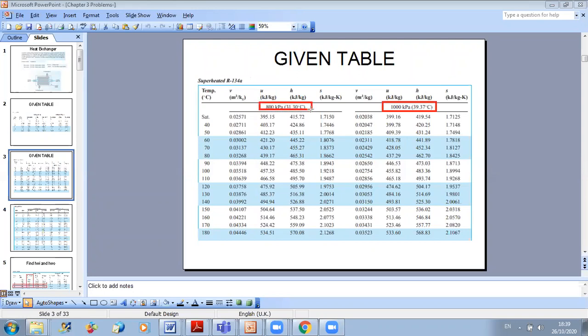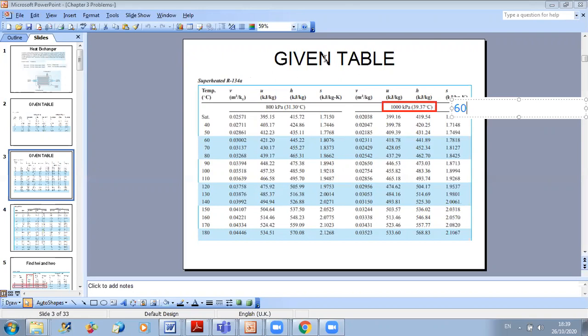What you are interested in here is 1 megapascal. So 1 megapascal corresponds to 1000 kilopascal. Always near the pressure, they tell you what is the corresponding saturated temperature. So for 1000 kilopascal, the saturated temperature is nearly 40 degrees. But what you want is 60 degrees. This means that you are in the superheated region. Why? Because 60 is higher than 39.37.